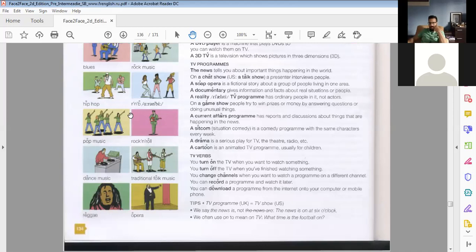Sitcom. Tell me what you think it means. And also current affairs program. I don't know if you know what it means, current affairs. Do you know what it means, current affairs programs? No. All right, so you can read the definition and tell me what you think it means. Okay. Has reports and discussions about things that are happening in the news. Yes. Like news, but reports. Yes, it's like a program about the news. Okay. Yes. So do you know what current means?